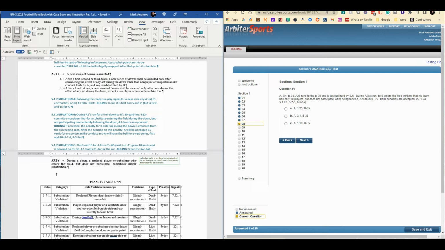Both penalties are accepted. So the 9-5-1-A, that's the last rule reference, that's simply the unsportsmanlike conduct type of actions, and certainly taunting is one of those. I don't need to show you that.